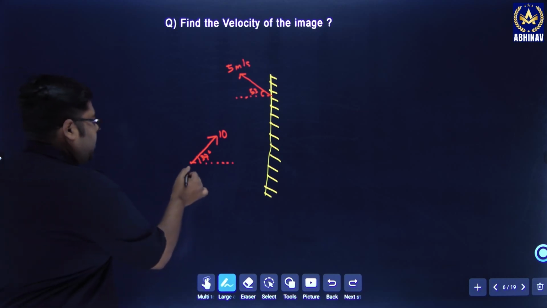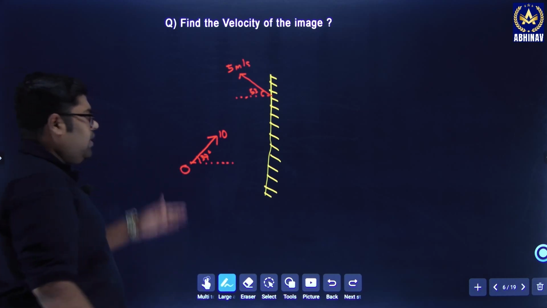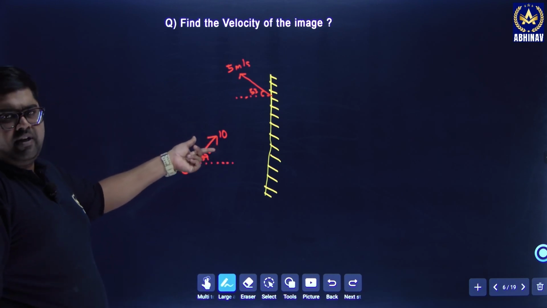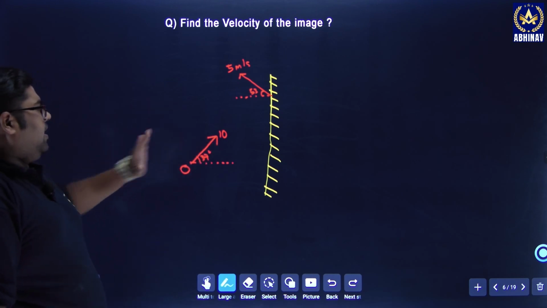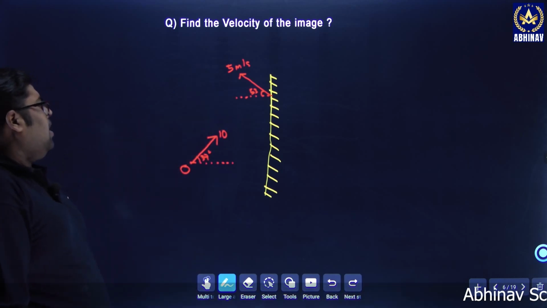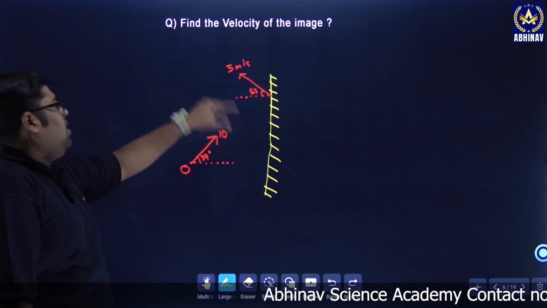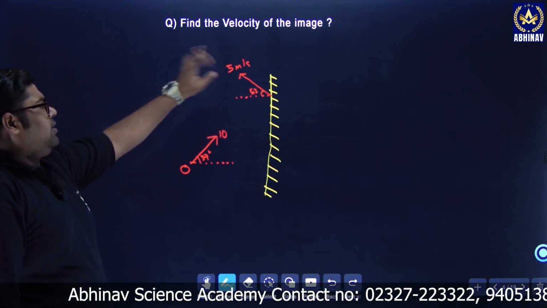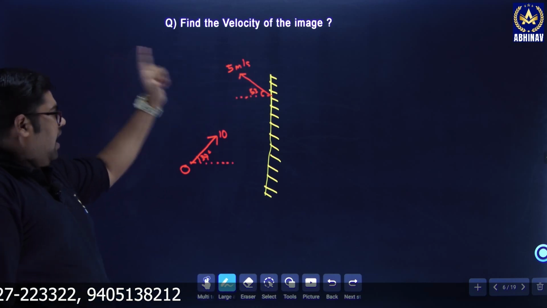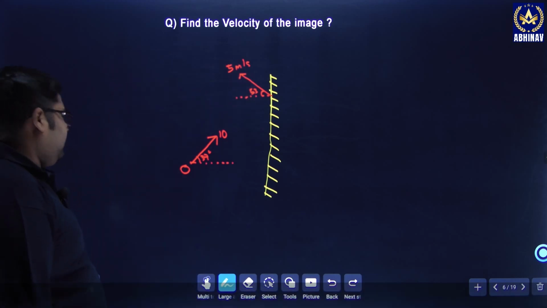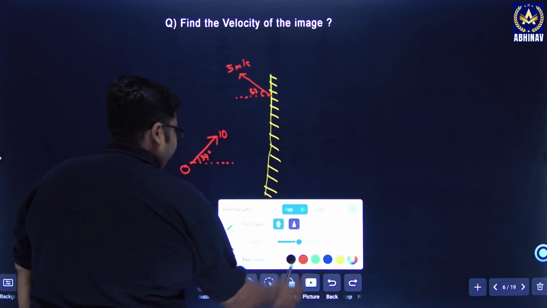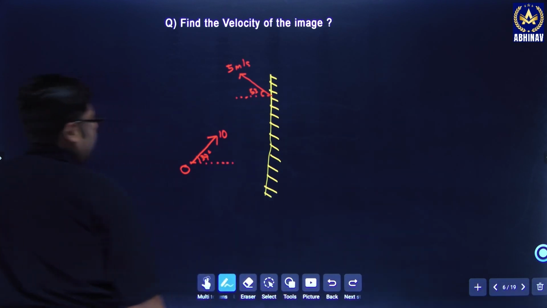Now the object is obviously moving towards the mirror with a velocity of 10 meters per second at a 37 degree angle, but now the mirror is also moving towards the object with a velocity of 5 meters per second inclined at an angle of 53 degrees, and now the things are spicy. Now, let us resolve the previous one into two components.